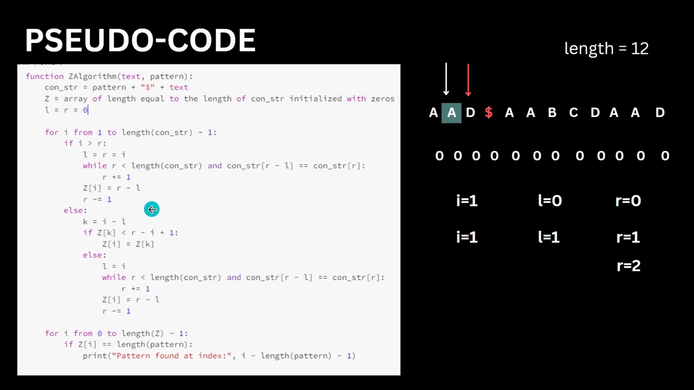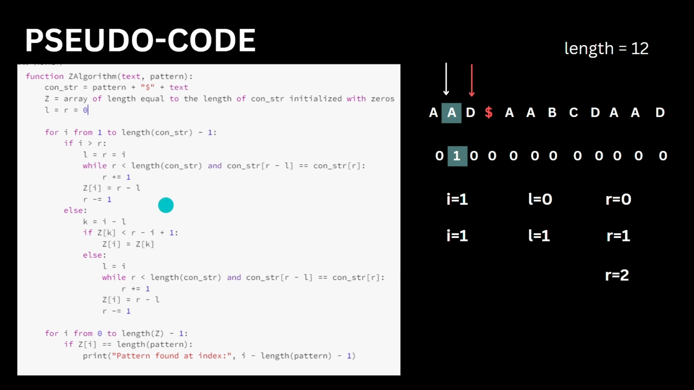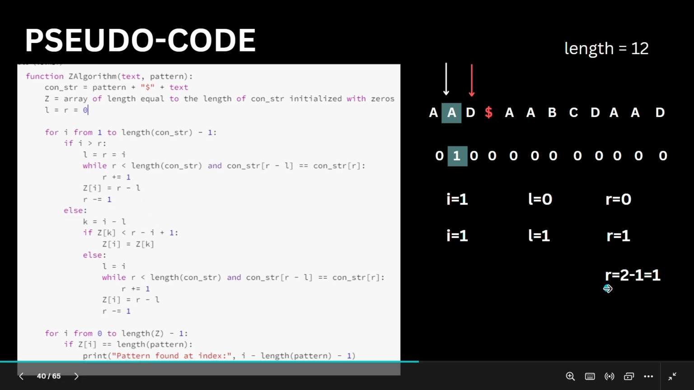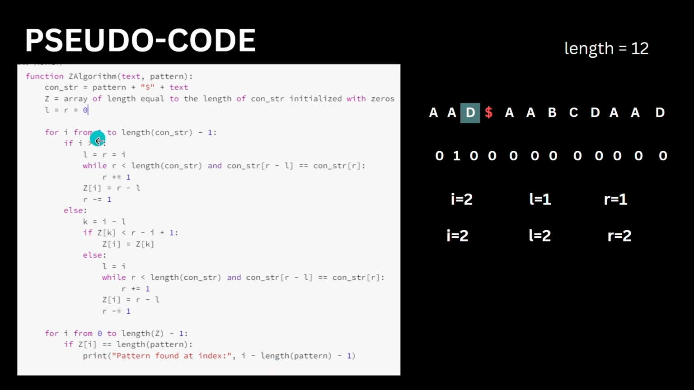Z of I, which is Z of 1, is equal to R minus L, which is 2 minus 1. So the value is 1. Now R is decremented by 1, so R value is equal to 1. Now I is equal to 2.